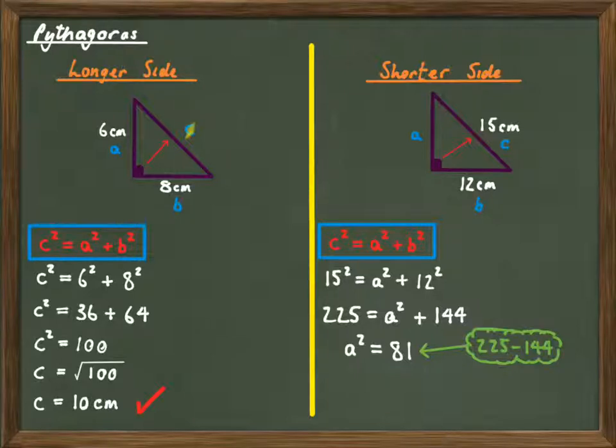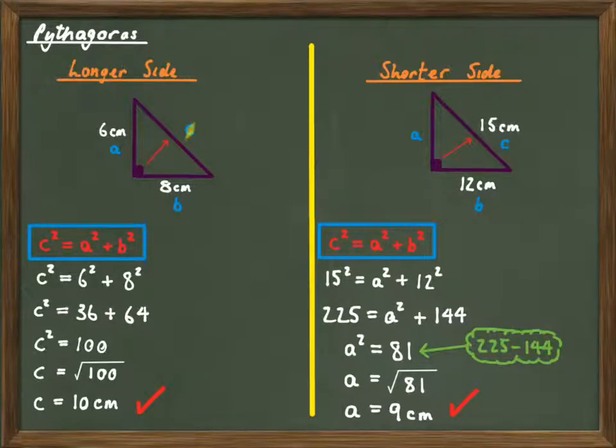Now, same thing again. I've got A squared equals 81. To get A on its own, just the letter on its own, I have to add that square root in. So A is going to equal the square root of 81, and if you type that into a calculator or just recognise it, A should be 9 centimetres.